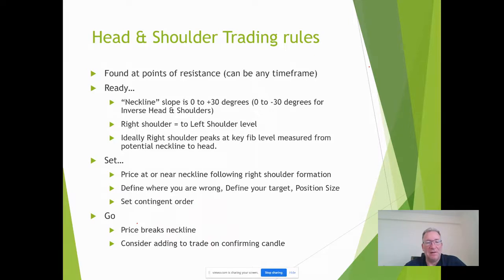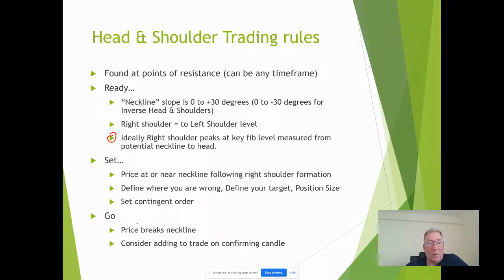And then also I see the formation where you've got a right shoulder equal to roughly the left shoulder. And this is where I like adding criteria that give me a higher probability. A higher probability area for me is ideally where the right shoulder peaks at a key fib level measured from the neckline to the head. Okay, I'll show you how I do that. If I see that happening, then I get set.